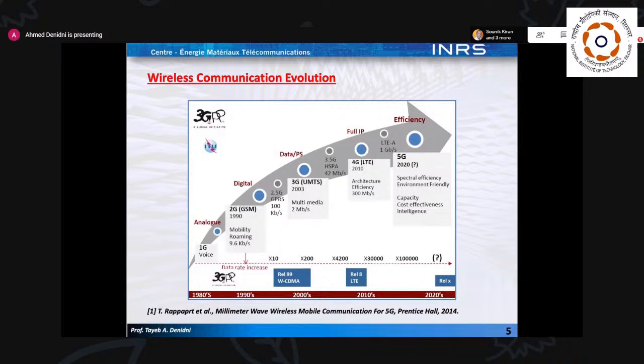And if you are interested, there is one work from Rappaport. I think it's a book, Millimeter Wave Wireless Mobile Communication for 5G, published in 2014, but it's still useful for people who are interested in this area. Why do I speak about wireless communication? Because it is very important: we can ask why we design antennas, why we have to go for a new antenna, because we need them for this new generation.